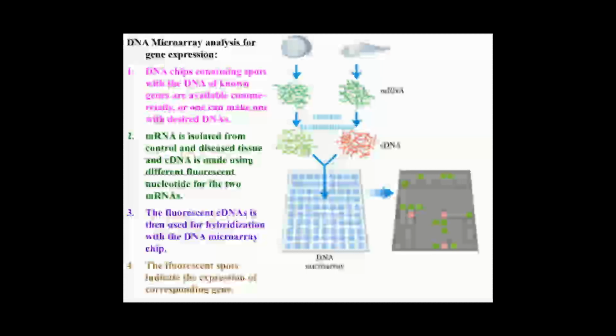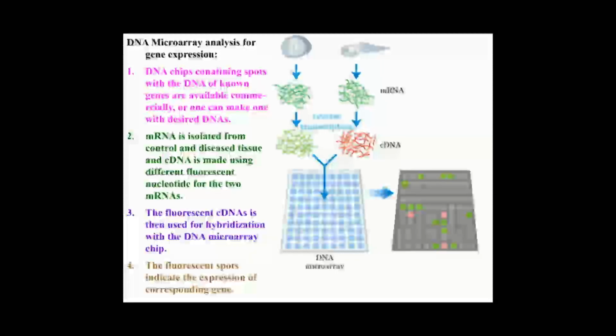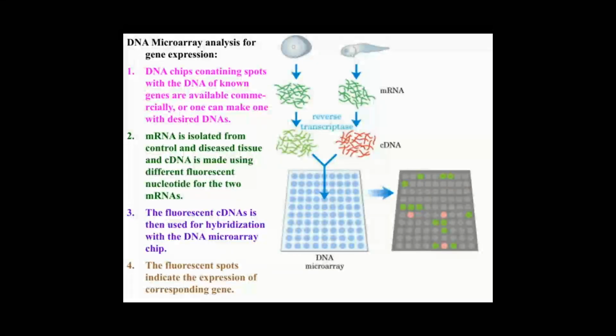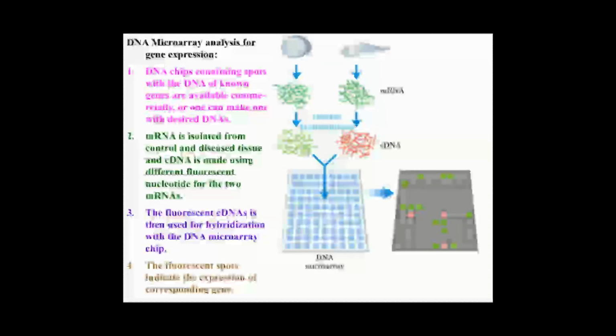When hybridization occurs, the fluorescent spots on the chip indicate the expression levels of the corresponding genes. The intensity and color of these spots give us valuable information about how gene expression differs between the control and diseased states, helping us understand underlying biological processes. This technique is a powerful tool for comparing gene activity across different conditions, tying directly into our broader discussion on gene regulation and disease mechanisms.